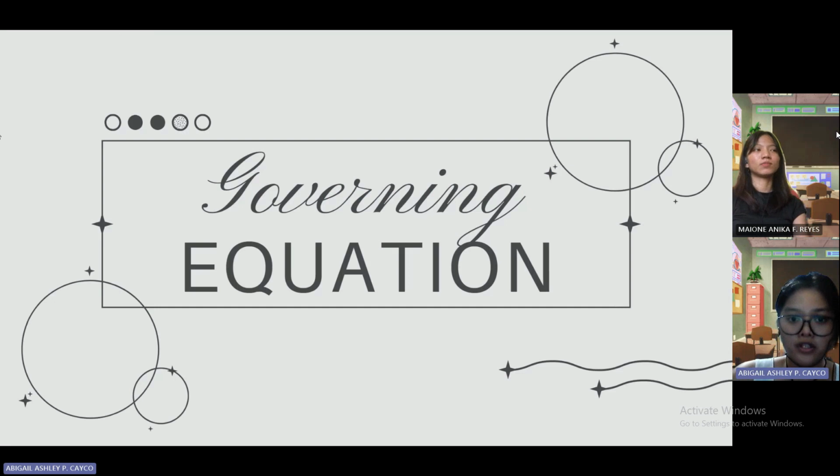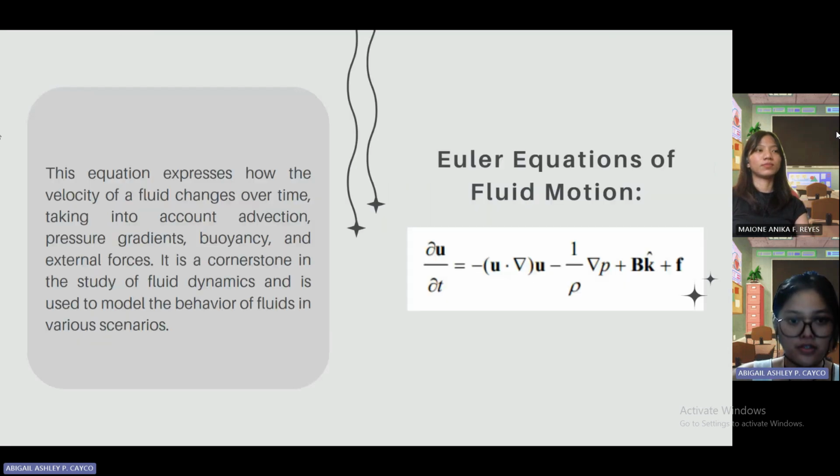Now let's move on to the governing equation of the research. We have the Euler equations of fluid motion. It is: the partial derivative of u with respect to t is equal to the negative dot product of u and gradient times u, minus 1 over p times gradient of p, plus Bk, plus F.